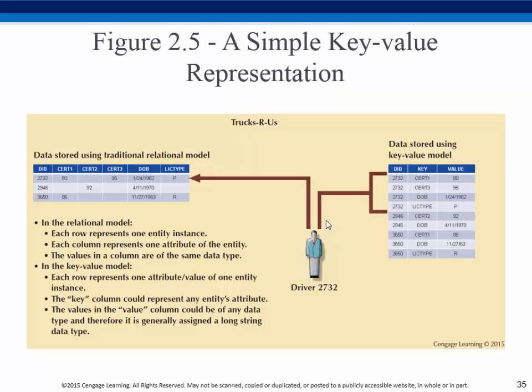Simple key value representation here. In the relational model shown, each row represents one entity instance, each column represents one attribute of the entity, and the values in a column are of the same data type. In the key value model, each row represents one attribute value of one entity instance. The key column could represent an entity's attribute. The value in the value column could be any data type, and therefore it is generally assigned a long string data type.